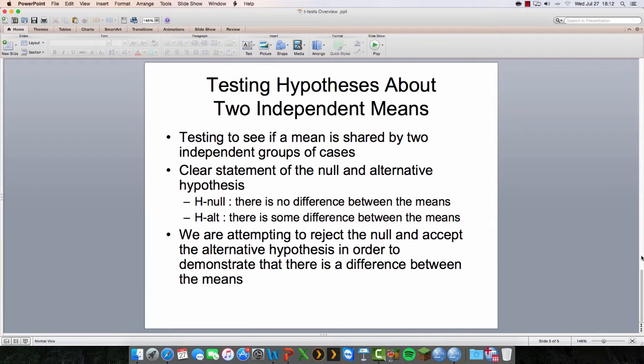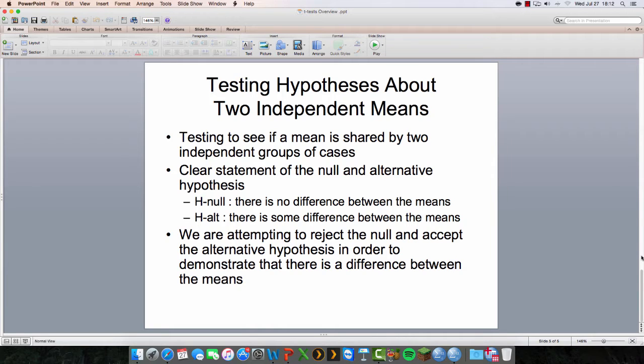And then testing hypotheses about two independent means, or the independent samples t-test. And here we're testing to see if a mean is shared by two independent groups of cases. Generally, we're interested in showing that that mean is not shared. That's the essence of rejecting the null here.